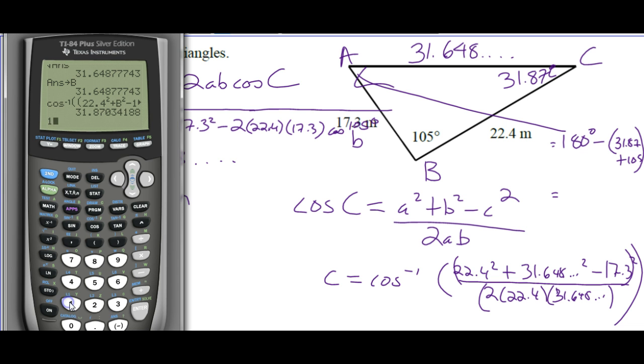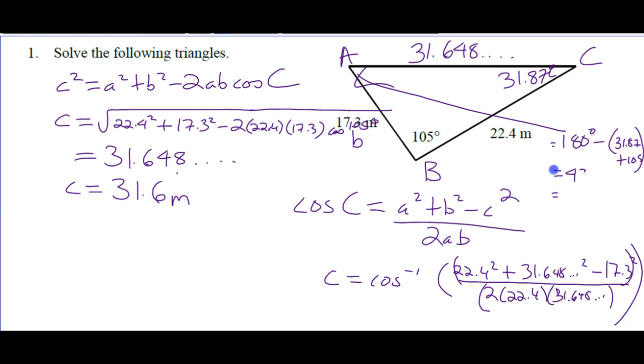So, I want the other angle, it's going to be 180 minus the sum of, so I'm going to go bracket, this number, second answer, plus the 105. Okay, so it's 180 minus the sum of the other two angles. One of those angles is sitting here, right? Hit enter and round, so it's 43.13 degrees.